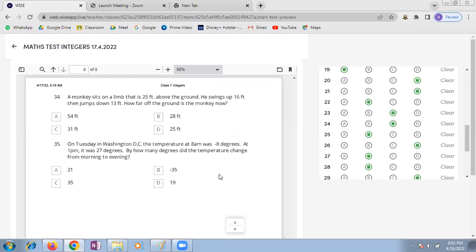So 8 minus 8 to 27, you should not take minus 8, children. You can take it as absolute value of positive 8 plus 27 gives 35 degrees Celsius.